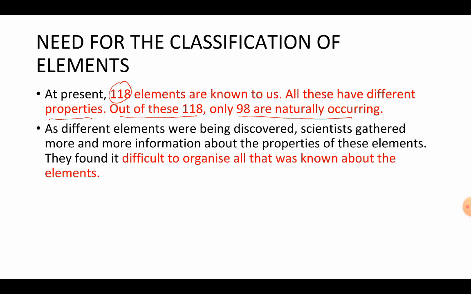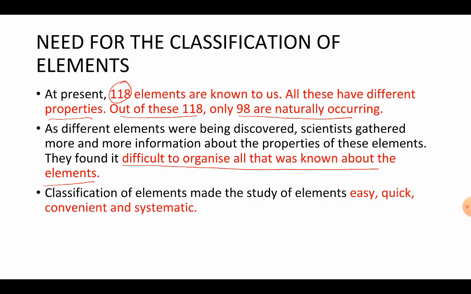As different elements were being discovered, scientists gathered more and more information about the properties of these elements. They found it very difficult to organize all that was known about the elements. As more and more elements were being discovered, scientists found it difficult to know every property of these elements, or how to organize them. Now we all know that they have been grouped into periods and vertical columns called groups, and the elements that fall in a group have properties similar to each other. A group means a vertical column like this.